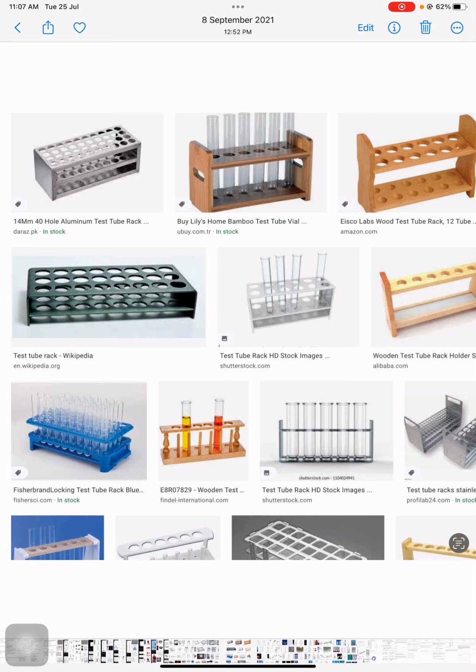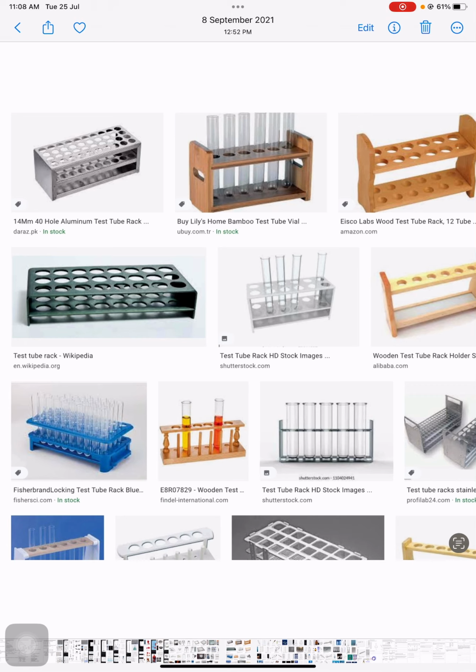This is an apparatus which is called a test tube rack. You can see this thing, it is a rack and it can be made up of plastic, wood, or metal as well, mostly aluminum, because aluminum is a lighter weight metal, so that's why it is mostly used. In this case we can keep the test tubes in the cabinets of the lab, and while performing the experiments as well.